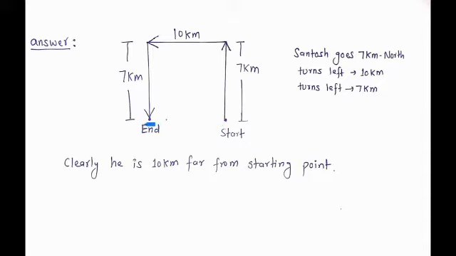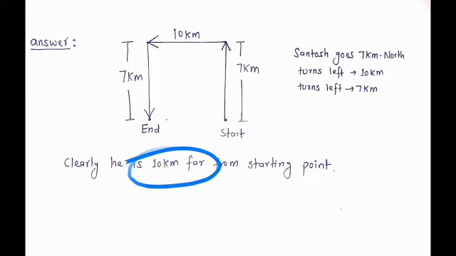If I join from this point to this point, this becomes a rectangle in which this side is 7, this side is 7. If this is 10, then that has to be 10 kilometer too, because all are 90-degree angles. Whenever we take a left turn or right turn, that will be a 90-degree angle. It means from this point to this point, my distance is 10 kilometer. I hope this question is clear to everyone.